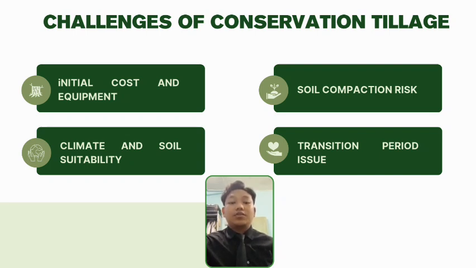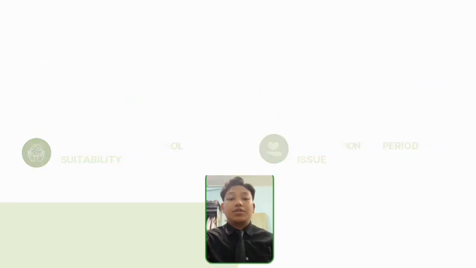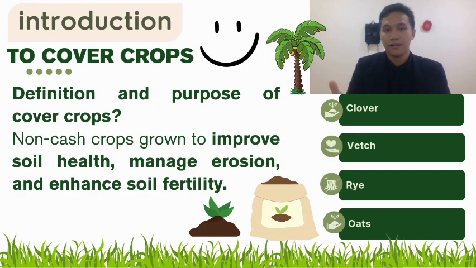Second, climate and soil suitability. The effectiveness of conservation tillage varies based on soil type and climate of the area itself. Soil compaction risk. Improper machinery use, especially in wet conditions, can lead to soil compaction. Last one is transition period issue. Shifting from conventional tillage to conservation tillage may result in initial yield reduction as the soil needs to adjust to the new approach.